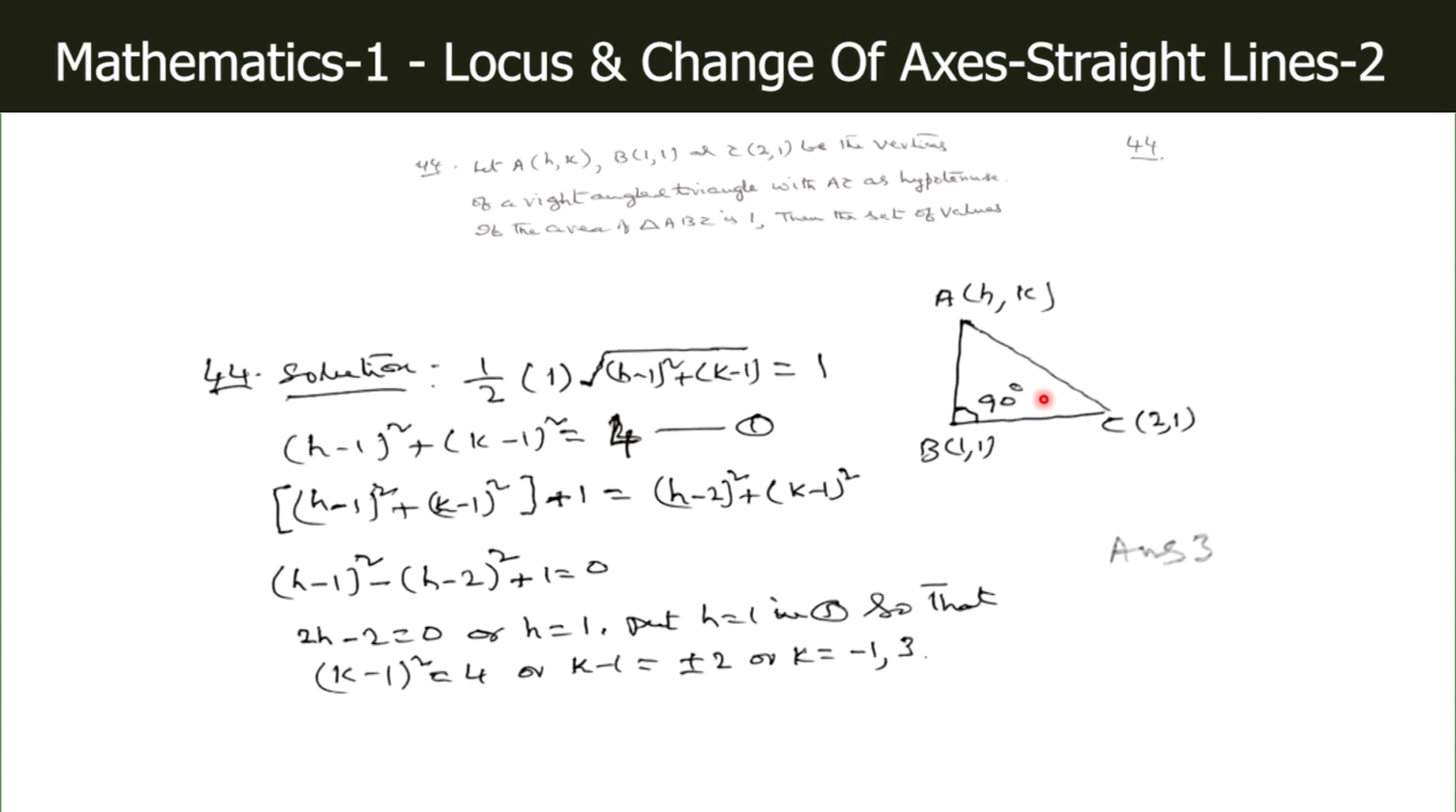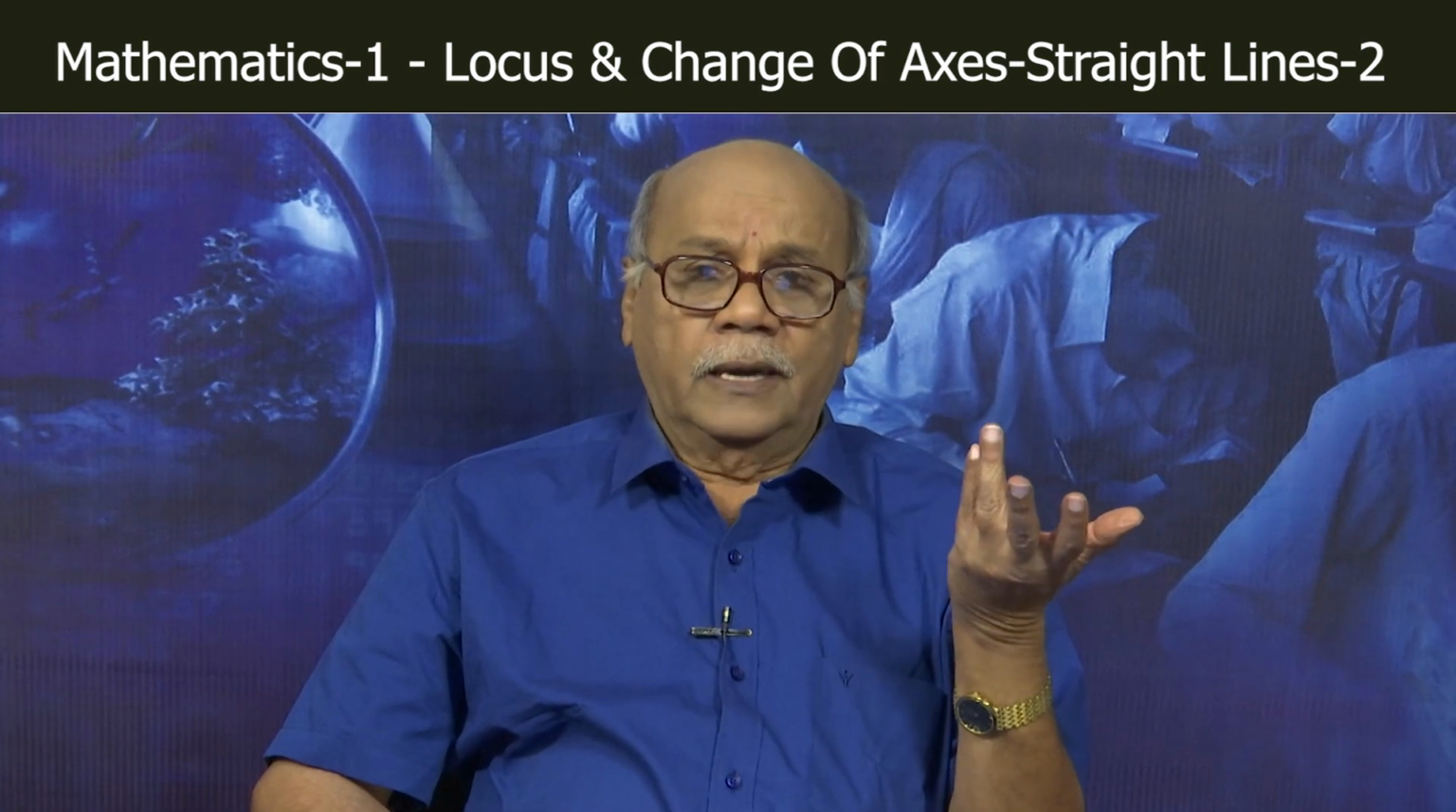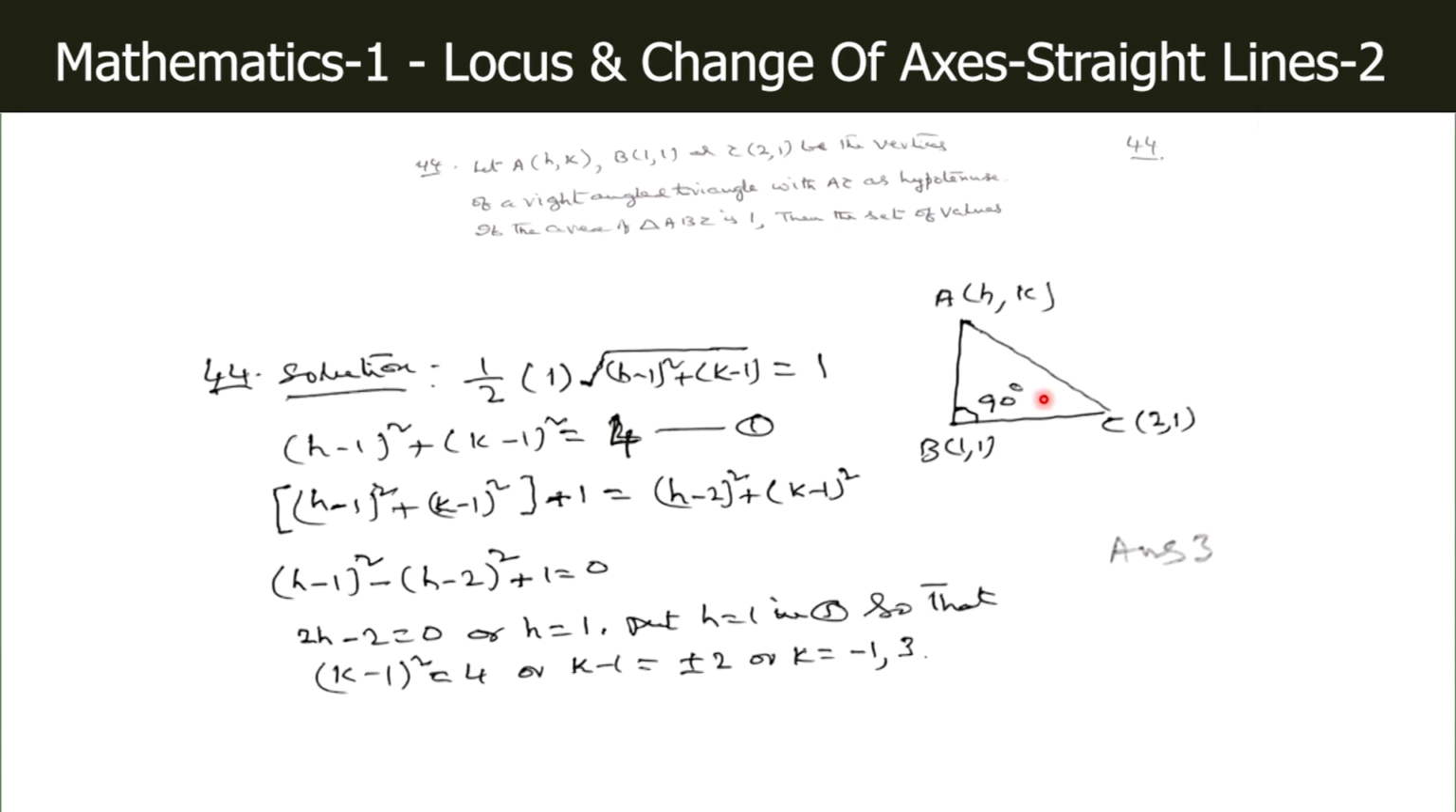Because it's a right angle triangle, AB square plus BC square is equal to AC square. In a right angle triangle, you know the sum of the squares of the sides is equal to the square of the hypotenuse. So AB square is (h minus 1) whole square plus (k minus 1) whole square, BC square is 1 square, which is 1, is equal to (h minus 2) whole square plus (k minus 1) whole square. So that indicates that you will get h is equal to 1.